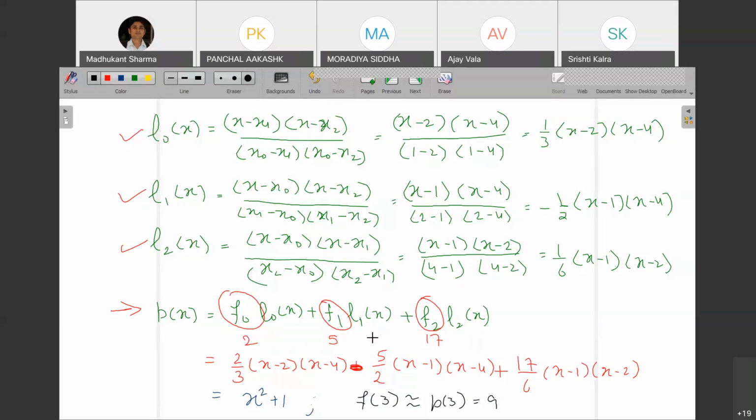So you see, for predicting the values, you need not simplify this. You can directly substitute the value x equals 3 everywhere, and simply multiply the numbers and find the final value. That is a very simple way. So this is the way you will predict the value.